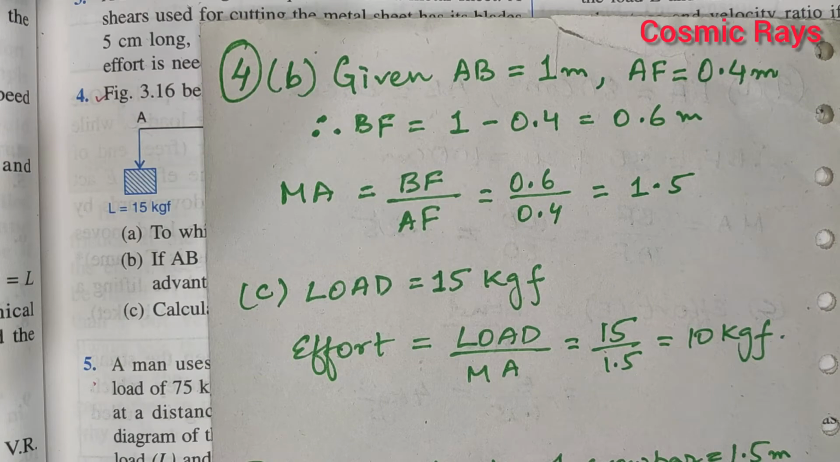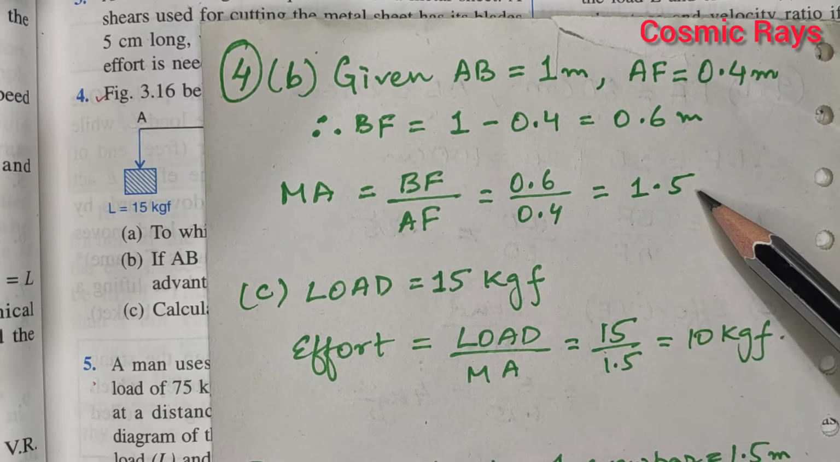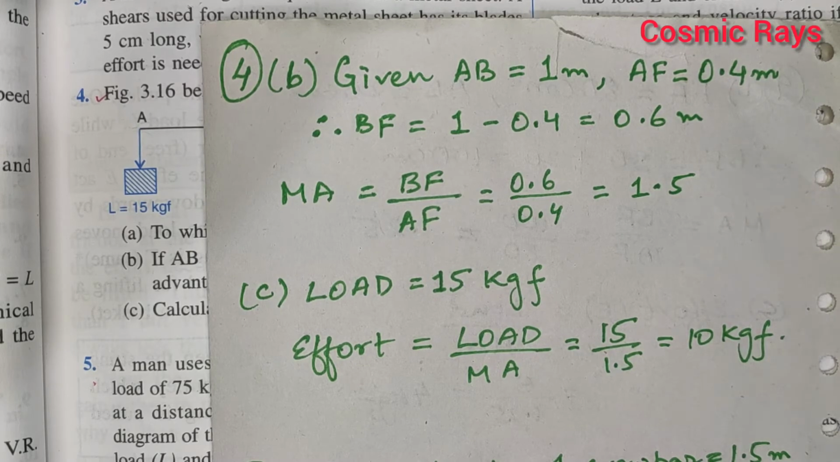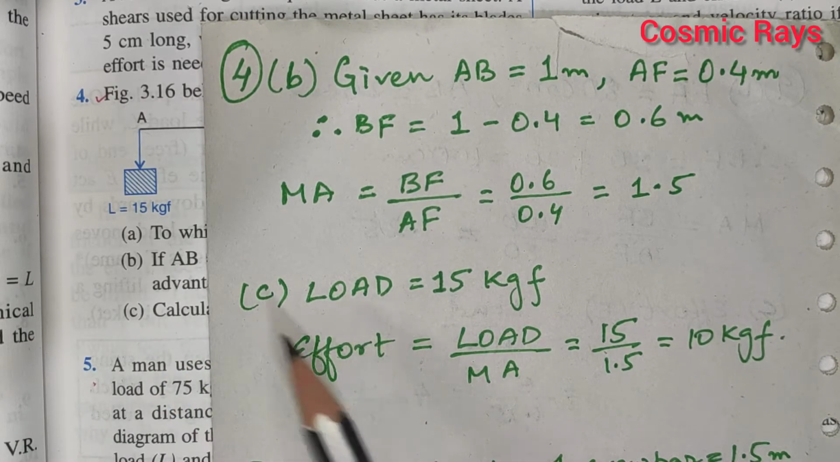Mechanical advantage would be BF divided by AF. So 0.6 upon 0.4, and we get the answer as 1.5. No unit because this is a ratio. Now the third part of the question asks us to find the effort.